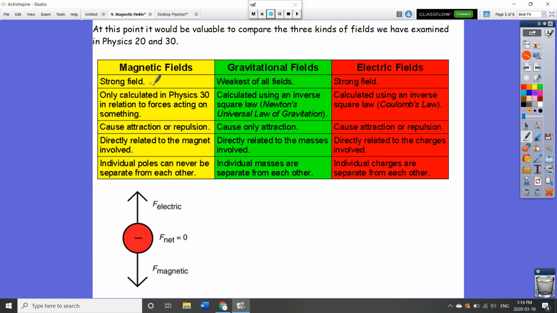So magnetic fields are relatively strong. We'll look at some calculations in the coming weeks, but they can attract or repel. We can't separate poles from each other. So that idea is just if we were to take a magnet and cut it in half, we're not going to have a north and a south. We're going to have two magnets with north and south poles. And there's some videos I'll show you later which maybe will describe that a little bit more when it comes to permanent magnets.